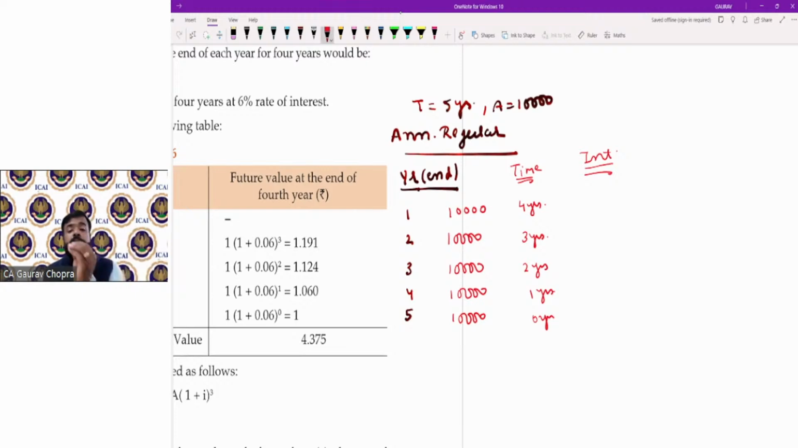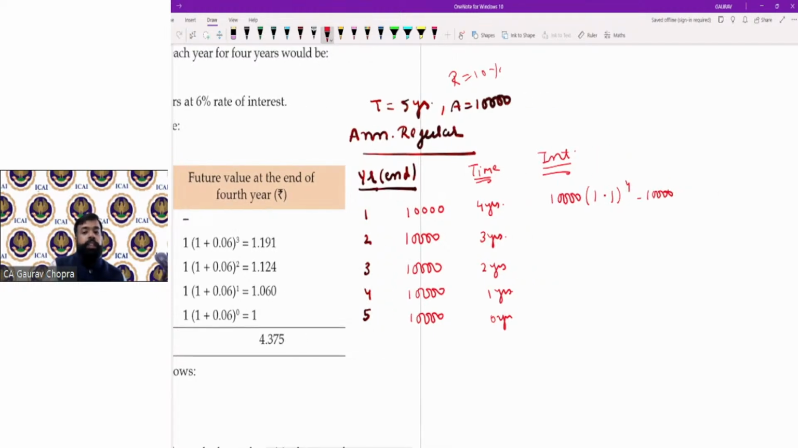तो फर्स्ट ईयर में जो आपने डिपॉजिट किया है उस पे इंटरेस्ट कैलकुलेट करते हैं। सो कैसे कैलकुलेट करेंगे? 10,000 देन 1 पॉइंट रेट, let's say 10%, तो 1.1 to the power of 4, and then minus वापस क्या कर देंगे? Principal.